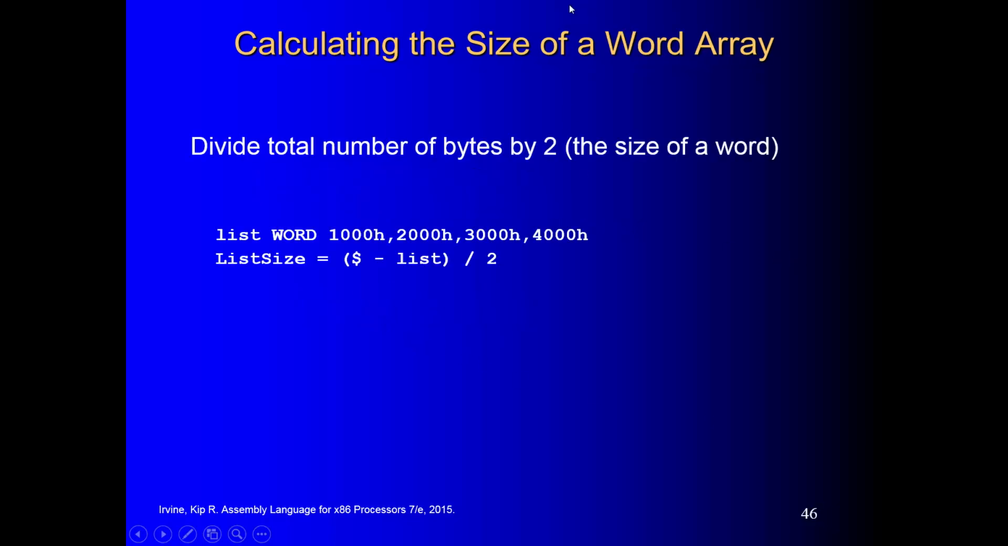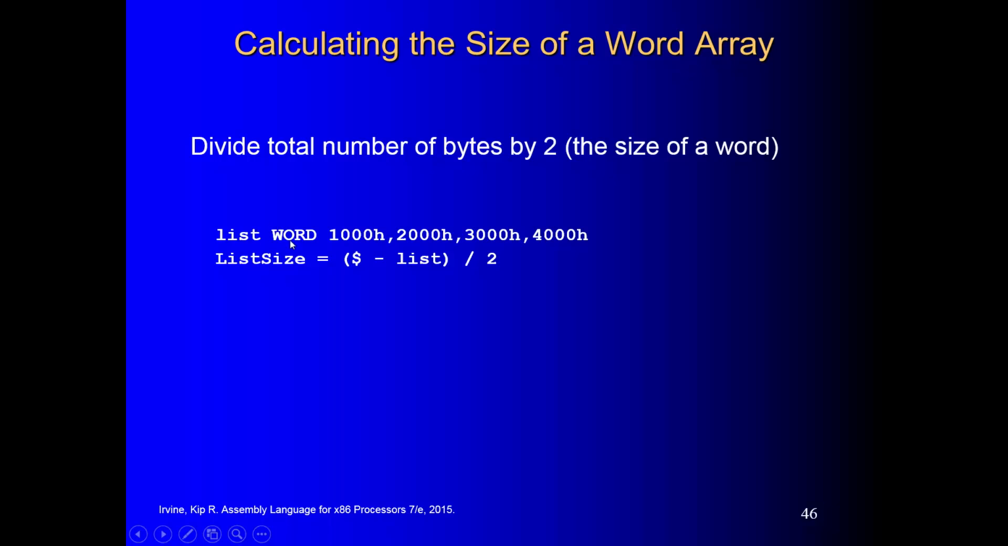Okay. Here we have a word array. Word is another data type used in assembly language. It's 16 bits, that's 2 bytes. So here we have list as the array name. The data type for each element is word, 2 bytes. And we have 4 hexadecimal numbers here.